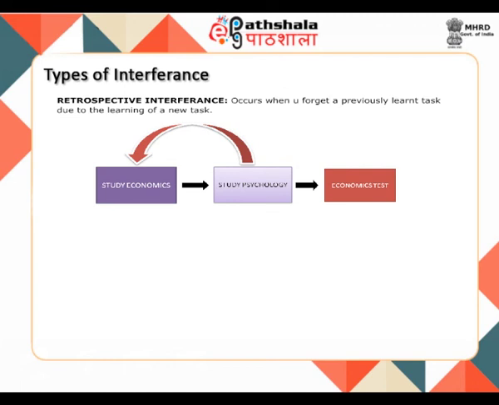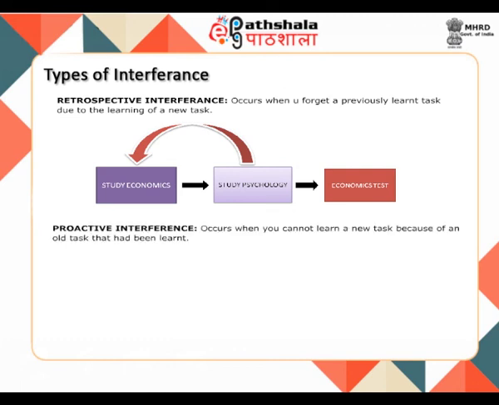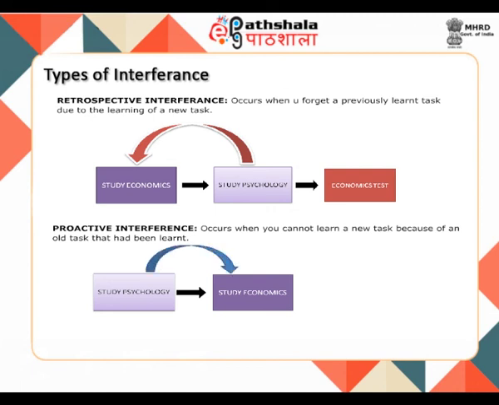Another way in which interference causes forgetting is proactive interference. It occurs when you cannot learn a new task because of an old task that has been learned. Proactive interference can be explained with the help of the following example. Suppose a student has studied material on psychology first and then he studies material on economics. Now, what is being studied earlier will interfere with the later learning. It will ultimately lead to poor performance on the economics test because of previously learned material. It is known as proactive interference.